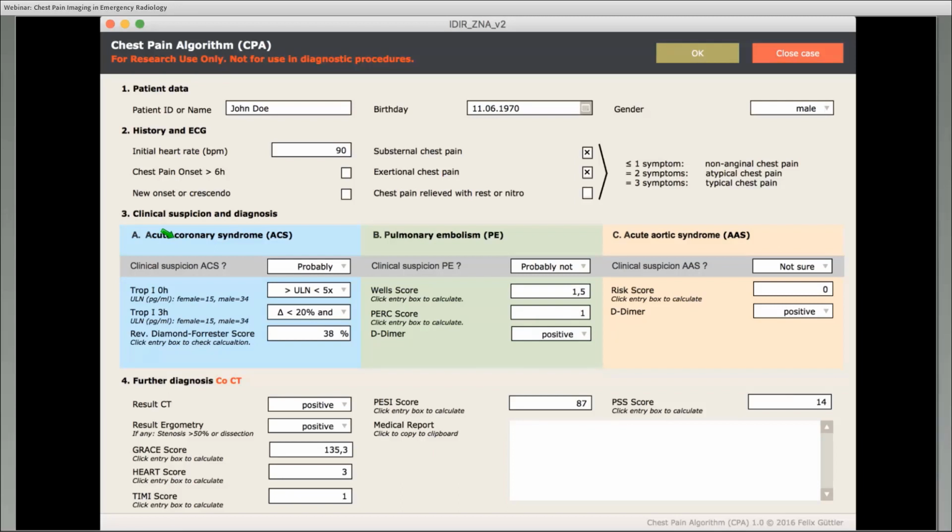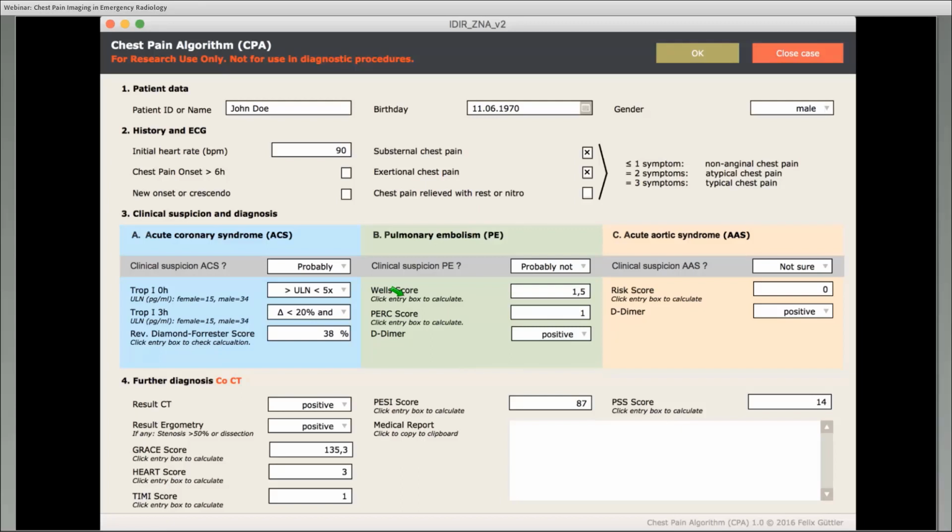And if you also know the sex and the age of the patient, you are able to calculate the Diamond-Forrester score. This is something the software tool does automatically for you, and then it gives you a recommendation what kind of scan has to be done. In parallel, the tool allows you to calculate the WELL score and PERC score.